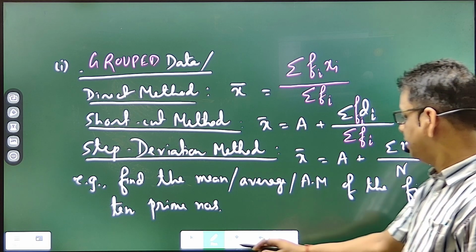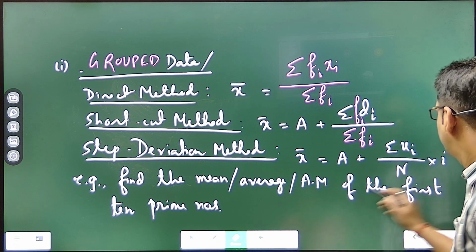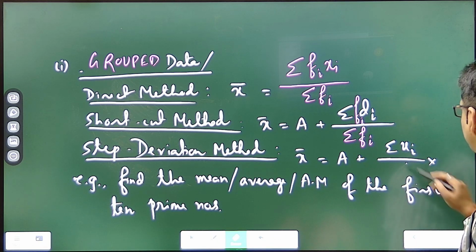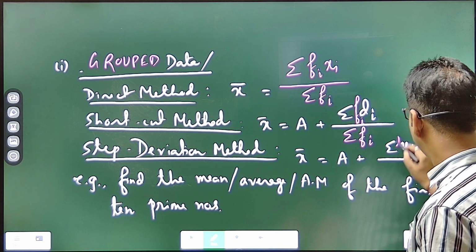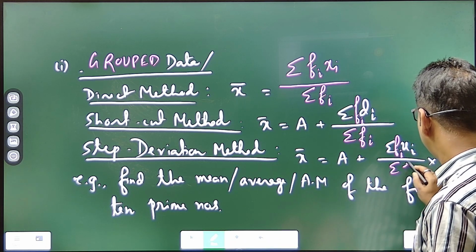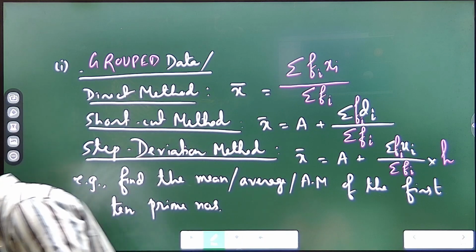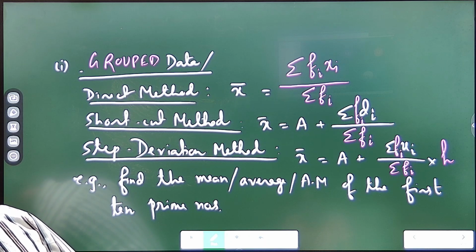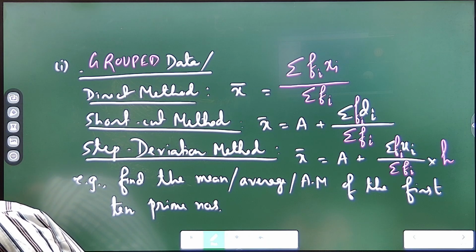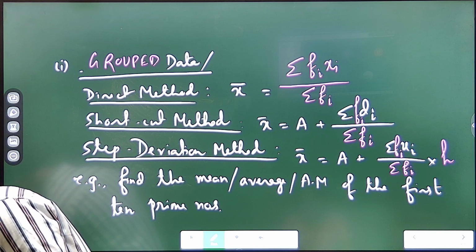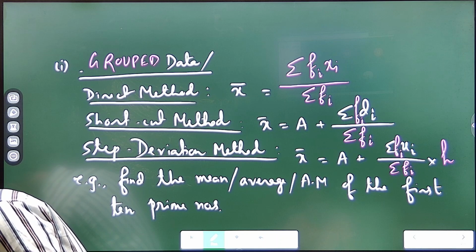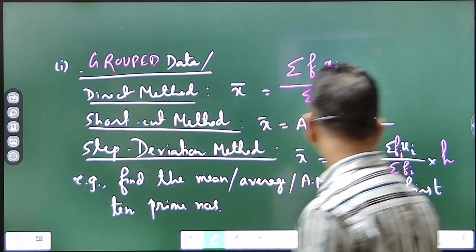The third one, almost the same again. This n we need to change, and the rest of the things are the same. So here we do fi ui. In the denominator we do summation of fi. And then we multiply by h. H is the height. Is it done? Done? Okay. H is the size.